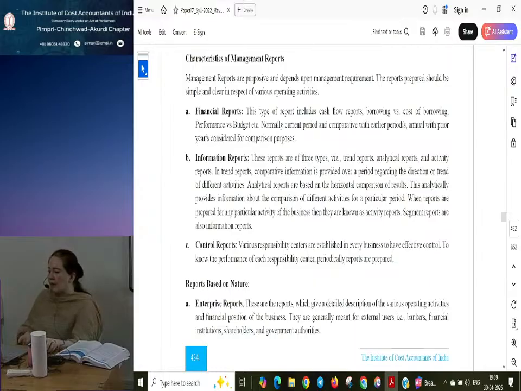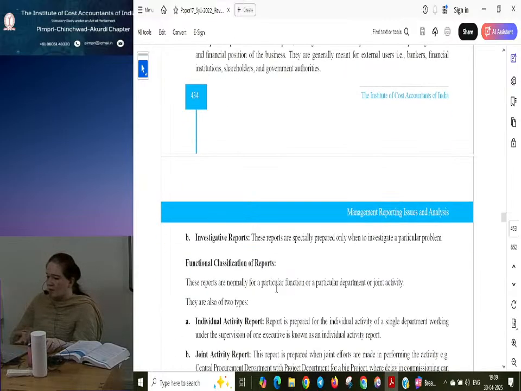First being enterprise reports. Enterprise reports is the overall report of an organization. So operational activities, the financial position, these things. So these enterprise reports are especially useful for the external users, such as bankers, financial institutions, shareholders, they use them.